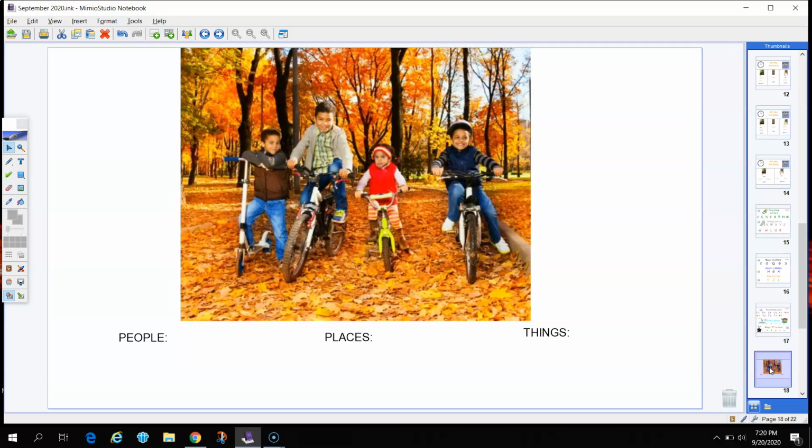Now, last week we were talking about nouns. And remember that nouns are people, places, and things. So I have a picture here. Let's look at the picture and let's find some of the nouns. So first, let's start with the people. Who are some of the people that you see in this picture?